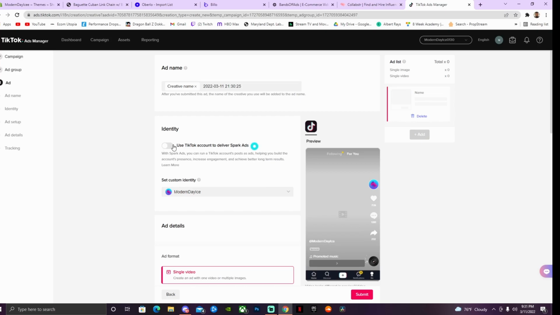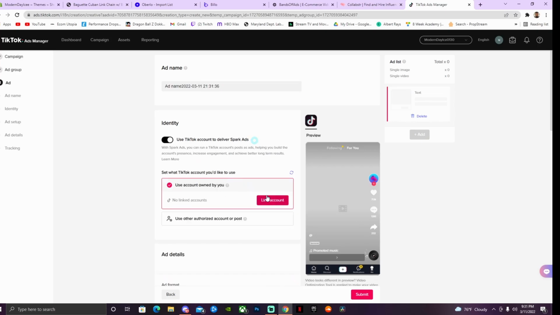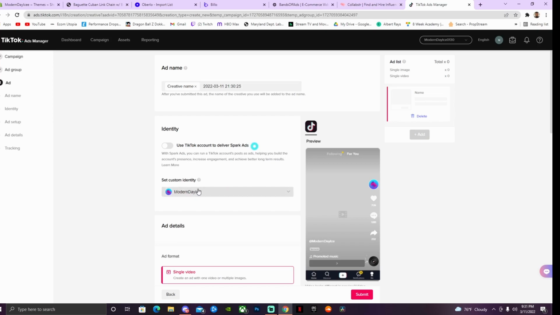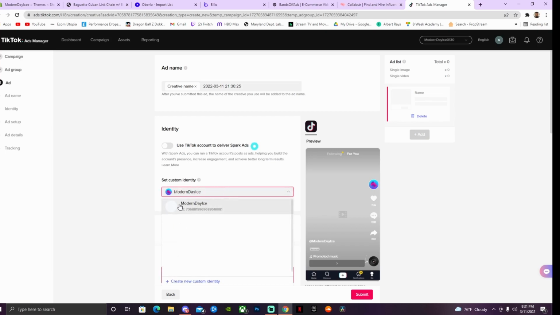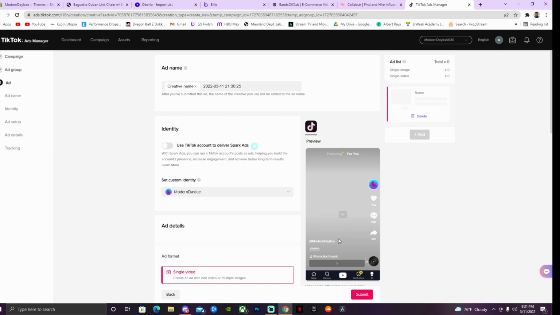You would hit Spark ads, you would hit use TikTok, and then you would link your account. If you have an account and you're already running organic content, you would link your account and then you would click on what video you want to run your Spark ads through. And when it comes to setting your custom identity, you definitely want to have your store set up right here. I mean, your brand name right here.